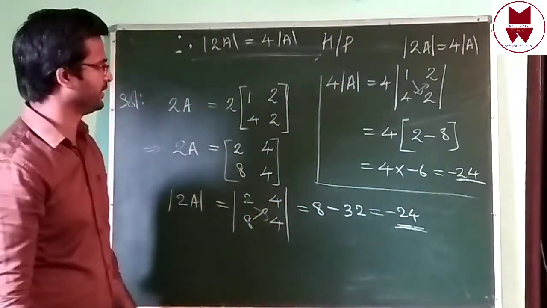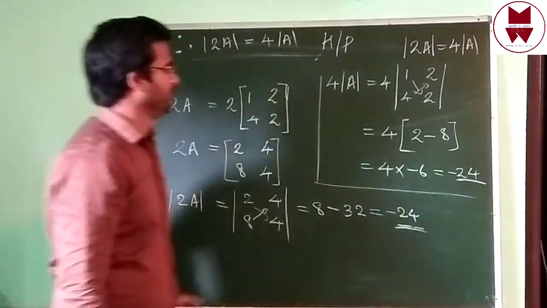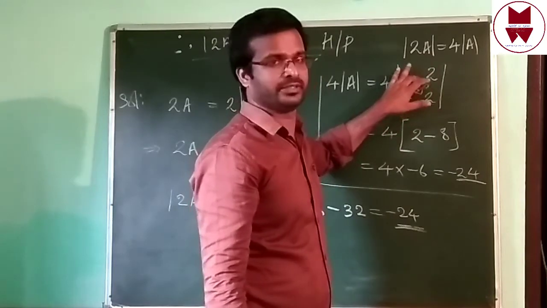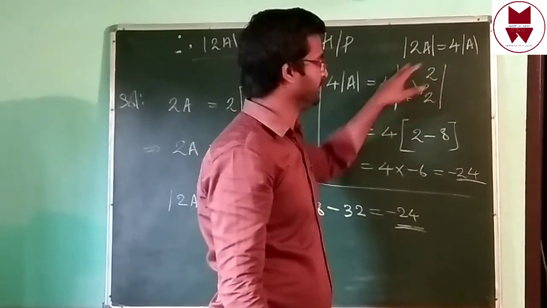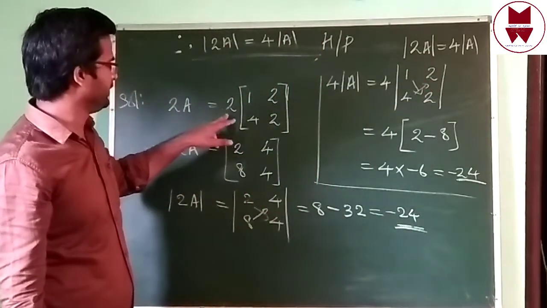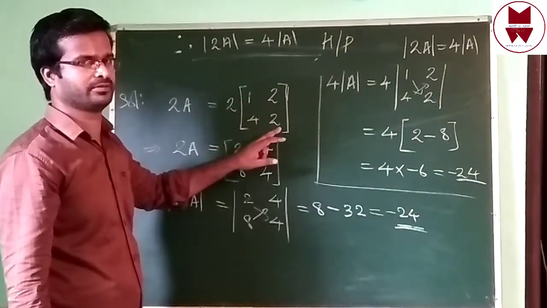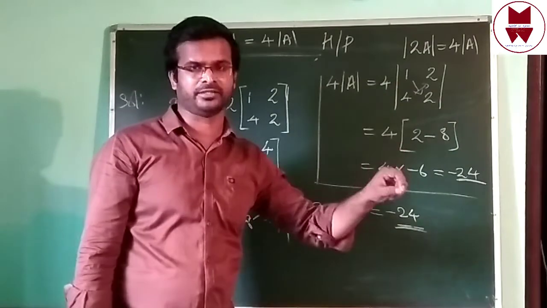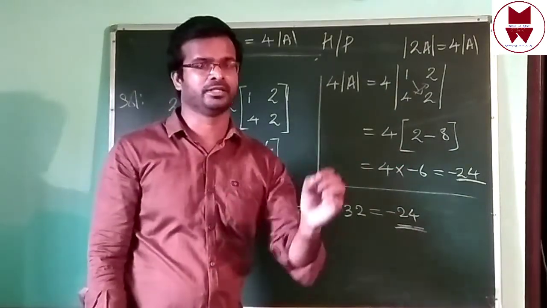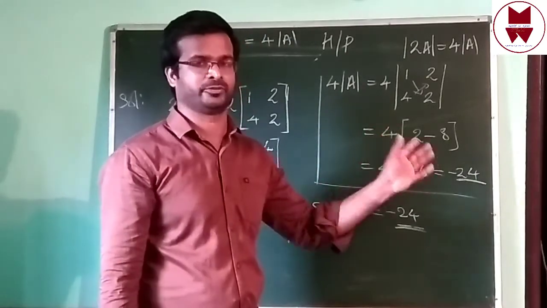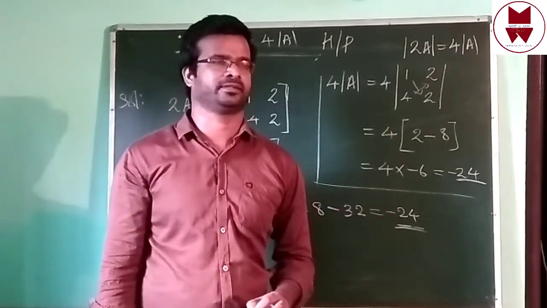That is our answer. Keep in mind, with the 4 outside, don't multiply all the elements here because this is a determinant. But here, this is a matrix only. In the case of a matrix, we can multiply each and every element. But in the case of a determinant, we cannot multiply. Some properties are there, and using those properties only, we can multiply. Afterwards, we will study that, not in this exercise.